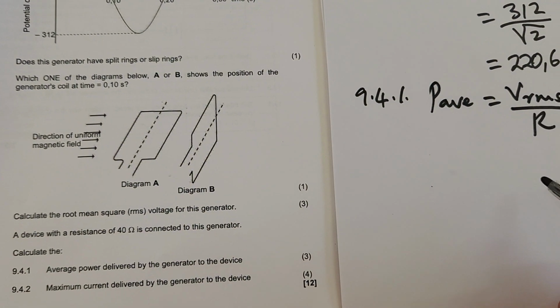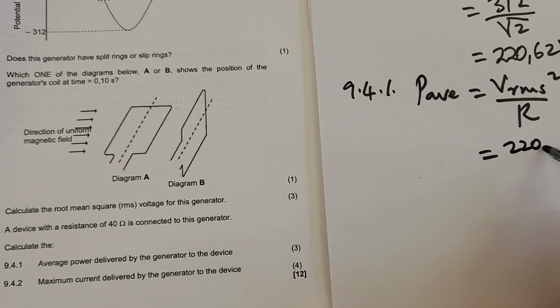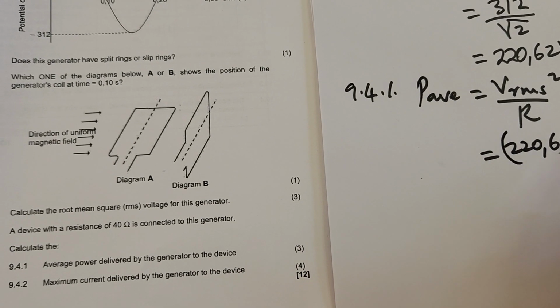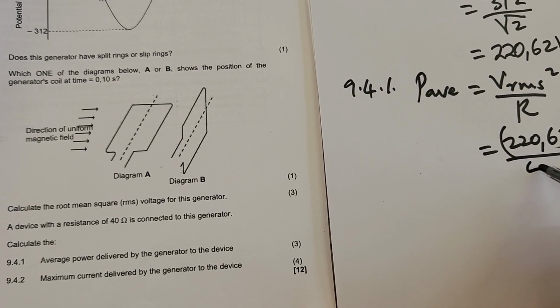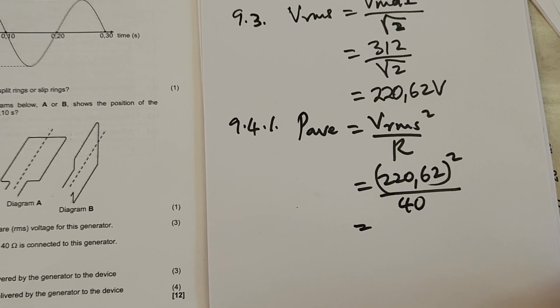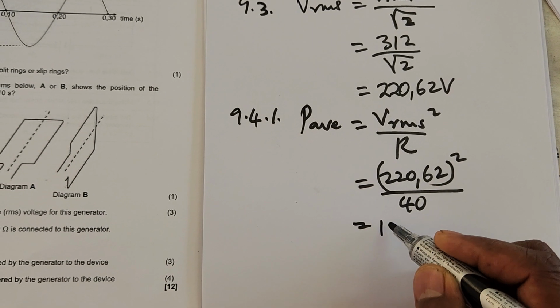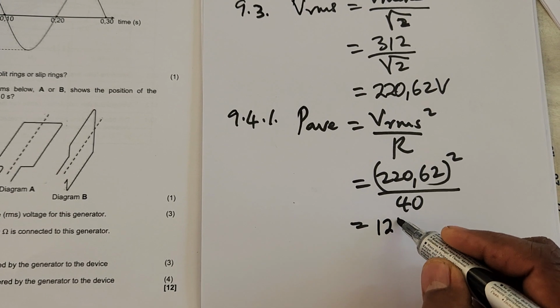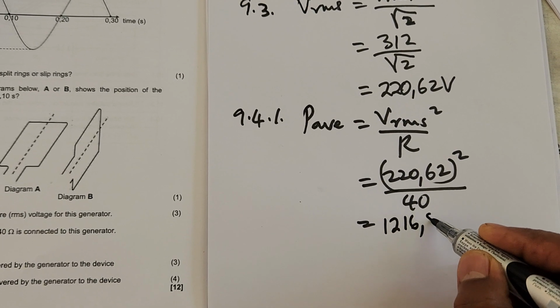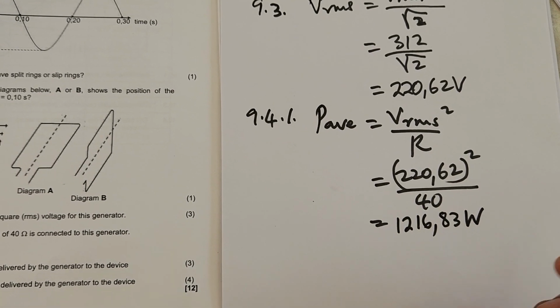Now we are calculating the average power. The Vrms is 220.62 as calculated. Then the resistance is 40. Therefore, if you use your calculator, you must get somewhere around 1216.83 watts. That is the average power.